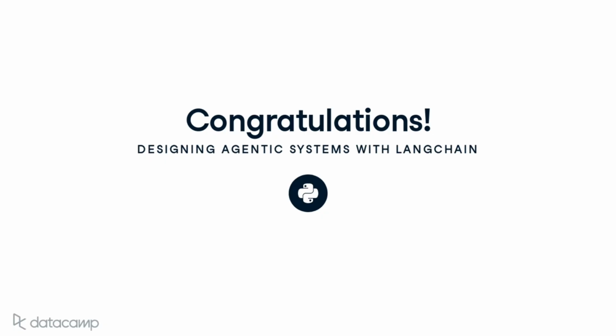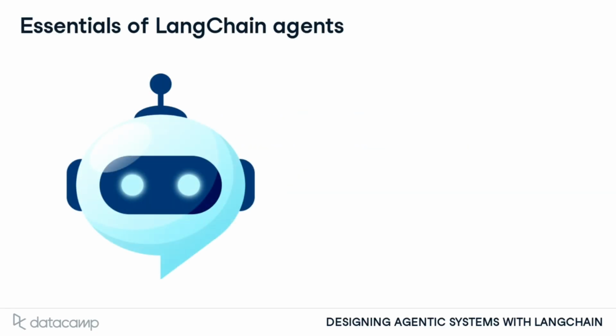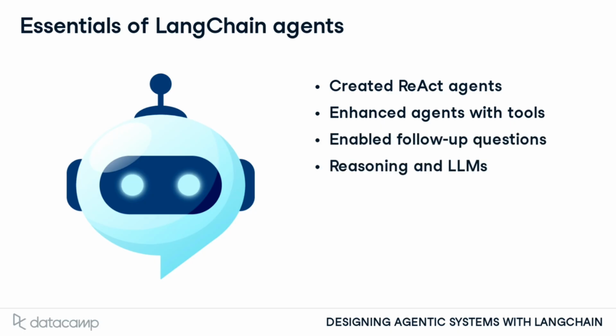Congratulations on completing the course. Let's take a moment to recap your exciting journey through agentic systems. You started by diving into the essentials of LangChain agents, where you created React agents, enhanced them with custom tools, and configured them to answer follow-up questions. You also learned how LangChain uses reasoning and LLMs to provide detailed natural language responses.